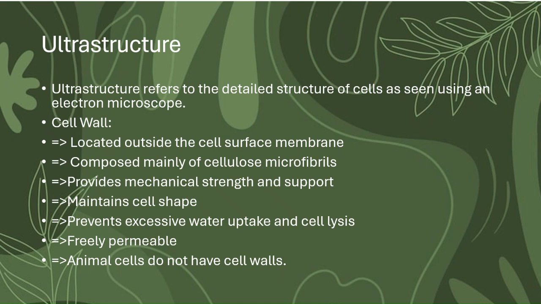So the cell wall is located outside the cell surface membrane. It is composed mainly of cellulose microfibrils. It provides mechanical strength and support, maintains cell shape, prevents excessive water uptake and cell lysis, and is freely permeable. Animal cells do not have cell walls.